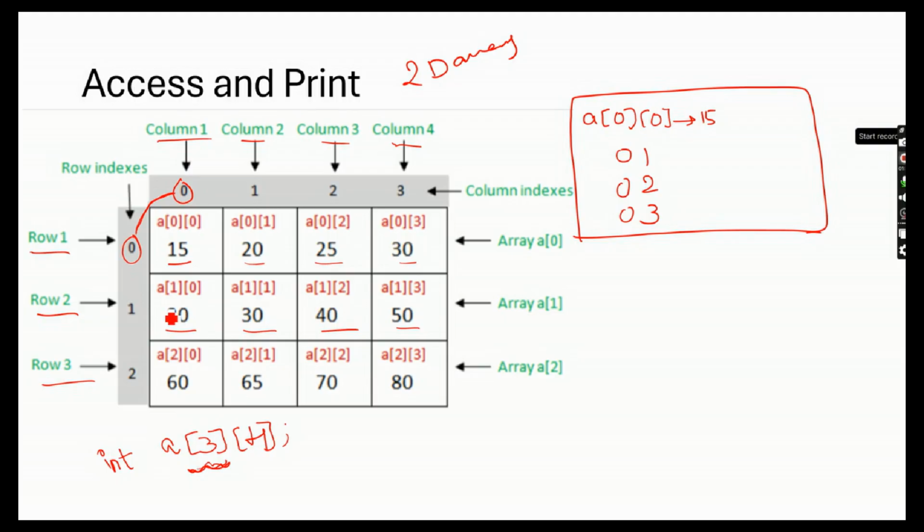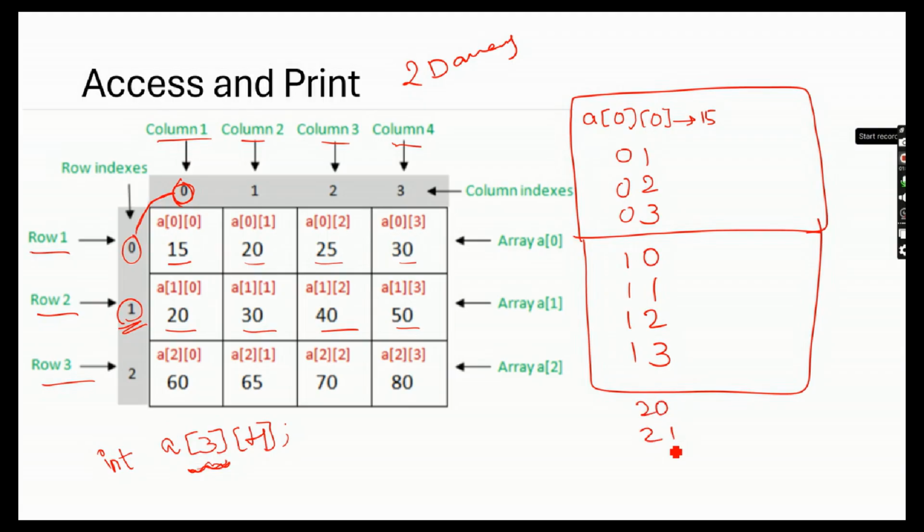Coming to the second row, in order to print 20, what is the index position? 1, 0. Next for 30, 1, 1. 40, 1, 2. 50, 1, 3. And for the third row, 2, 0, 2, 1, 2, 2, 2, 3. So for accessing the rows, if I use the variable i, and for accessing the columns, if I use j, then how do we write a for loop? If you observe, this is my i and this is my j.